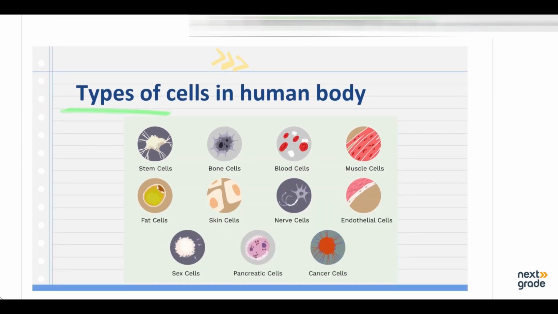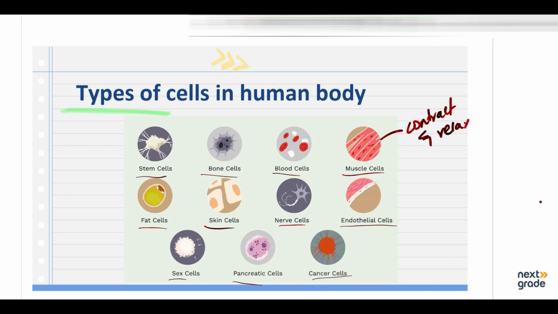if we look into the different types of cells that are present in the human body, like the stem cell, bone cell, blood cell, muscle cell, fat cell, skin cells, nerve cell, endothelial cell, sex cells, pancreatic cell, and cancer cell. We know that the muscle cells, right? They contract and relax. This is a specialized function that they perform, right? Then, if we talk about the nerve cell, right? They transmit nerve impulses.